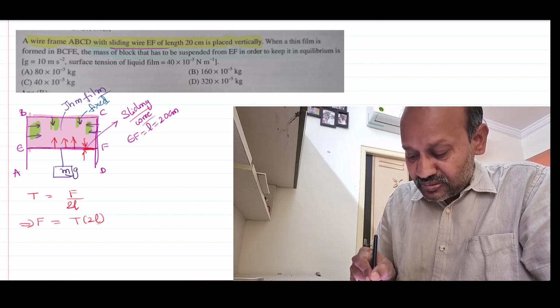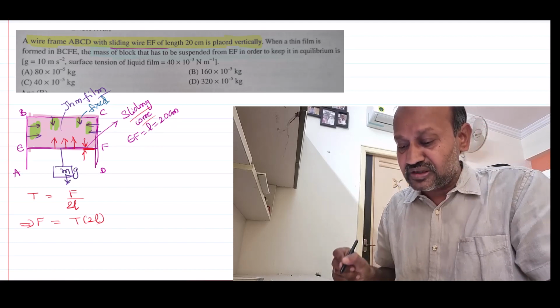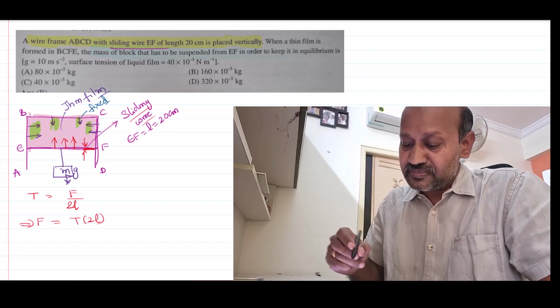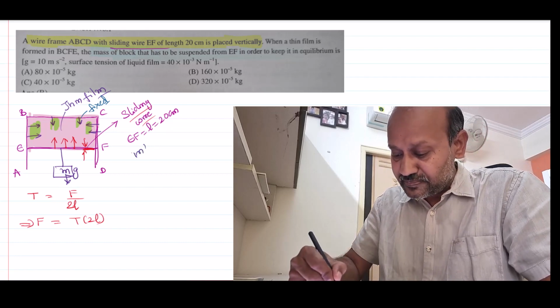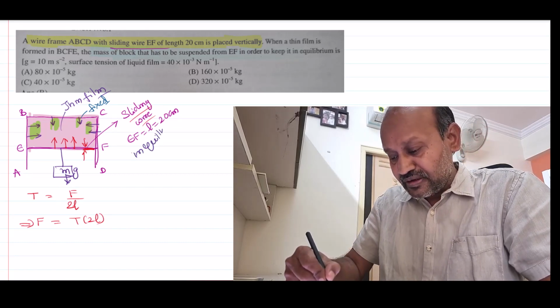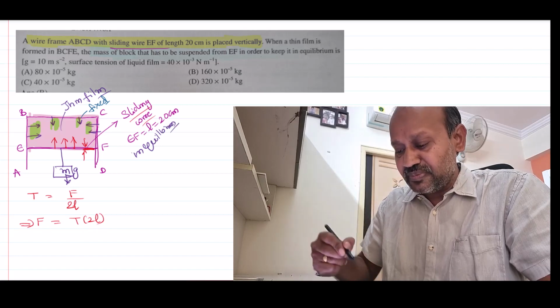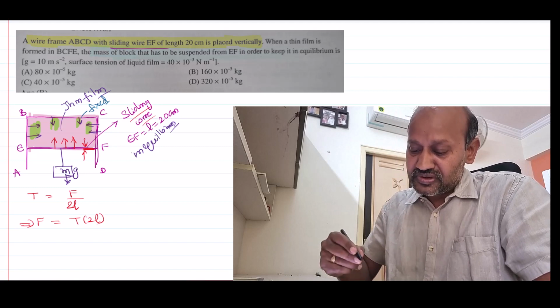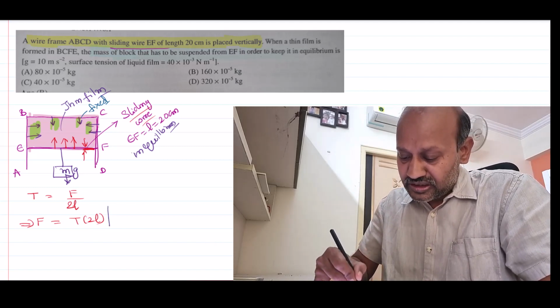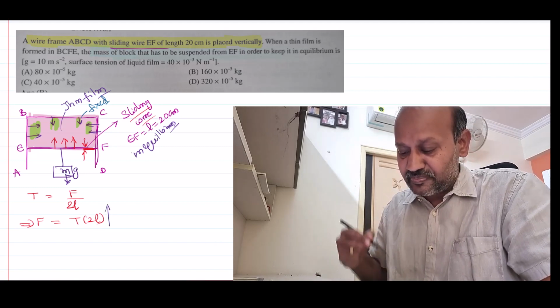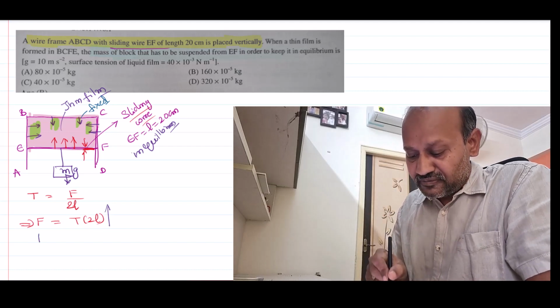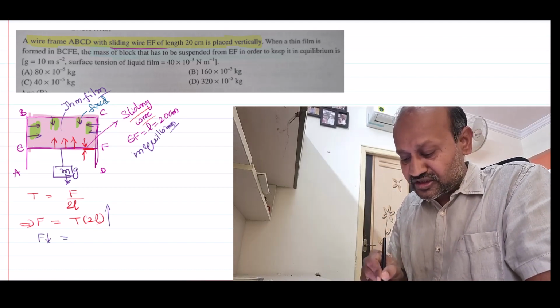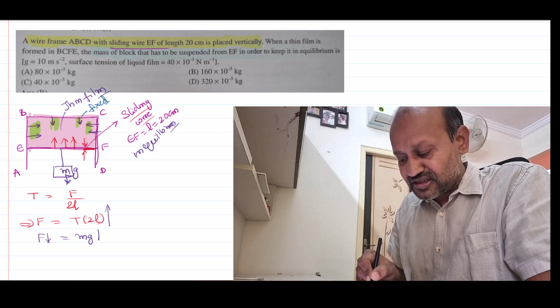What will this mass M do? It will apply a force mg in a downward direction. He wants to keep this wire in equilibrium. If we have to keep any body in equilibrium, the resultant force acting on it shall be zero. So the force acting on the wire in the upward direction, to minimize the film, is T into 2L. The force acting in the downward direction must be the weight of the wire that is suspended.